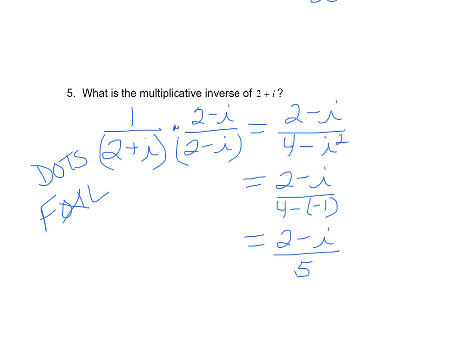Look at all the leading coefficients: 2, 1, and 5. Can it be reduced? No. Another way this could be written is 2/5 minus 1/5 i. See the 1? Because the 1 really is in front of the i. And so we're done with that one. And let's move on to our last problem of the day.